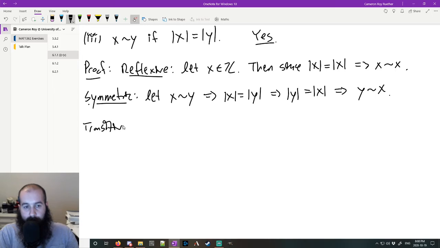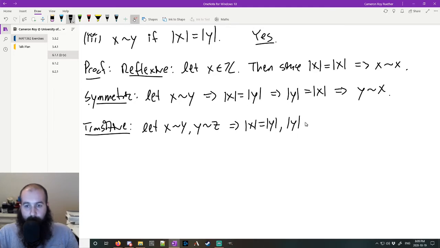To show it is transitive, we must let x be related to y and y be related to z. This implies that the absolute value of x is equal to the absolute value of y, and the absolute value of y is equal to the absolute value of z. Now, since equality is transitive, this implies that the absolute value of x is equal to the absolute value of z, which satisfies the condition for x to be related to z, so it is transitive. Hence, it is an equivalence relation.